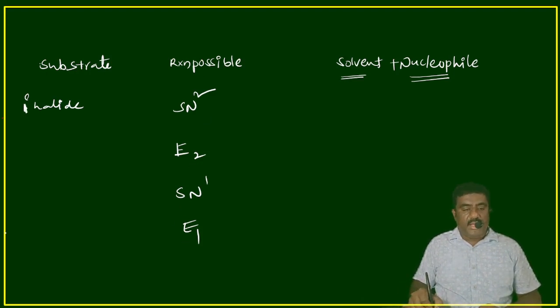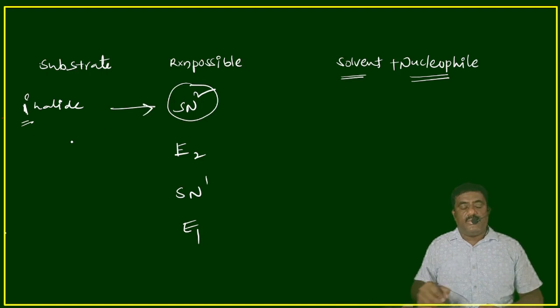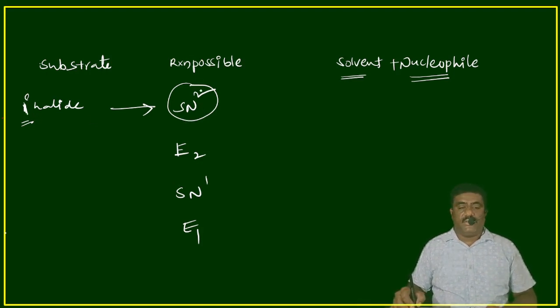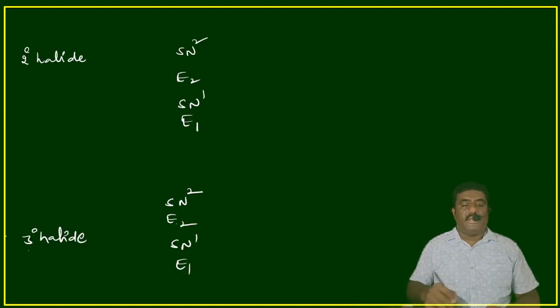Primary halide means one prime. One means which is the first one? SN2. So it involves the SN2 reaction. Primary means one. In this sequence, which is first? SN2. So a primary halide involves SN2 reactions. I will look at the next one.